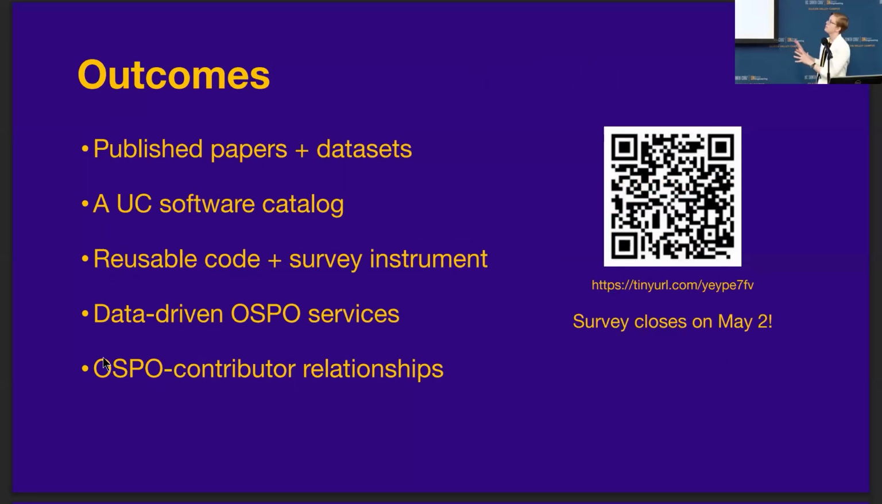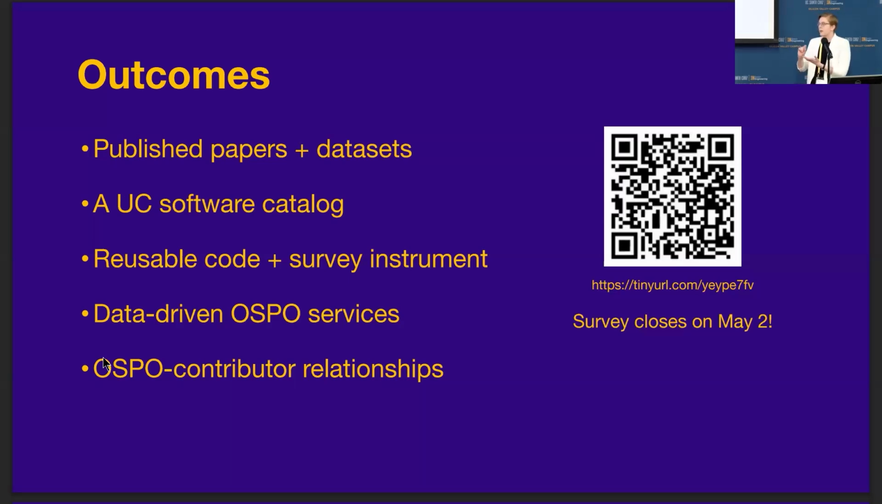This is a limited list of some of the outcomes that we hope will come from this. Juanita and I are going to publish papers about this, and we're going to publish our data sets. I'm happy to talk more about the shape of those data sets if you'd like. We haven't mentioned this yet, and I'm worried that it's a secret. I hope it's not, but we are working on creating a UC software catalog. These usernames will help us.